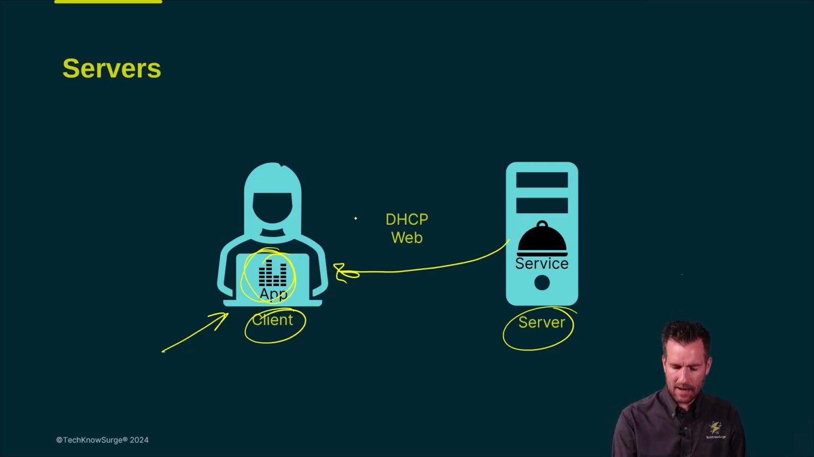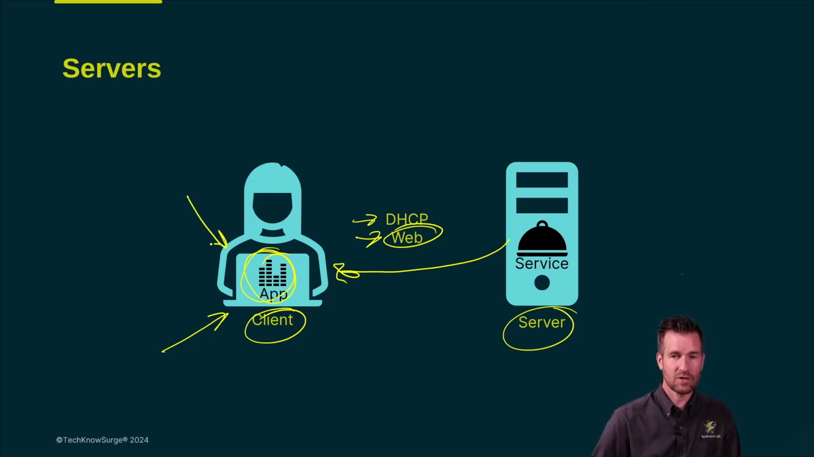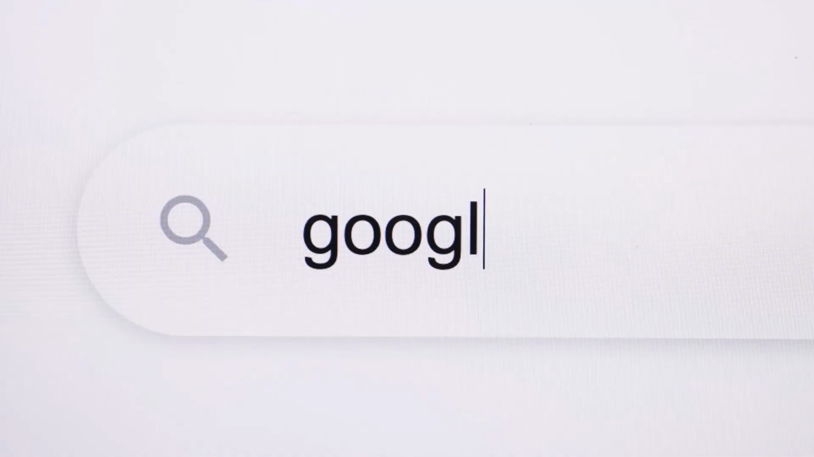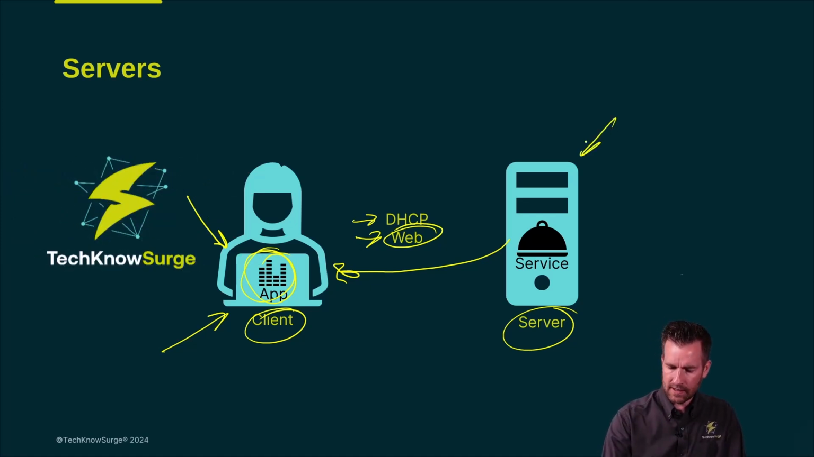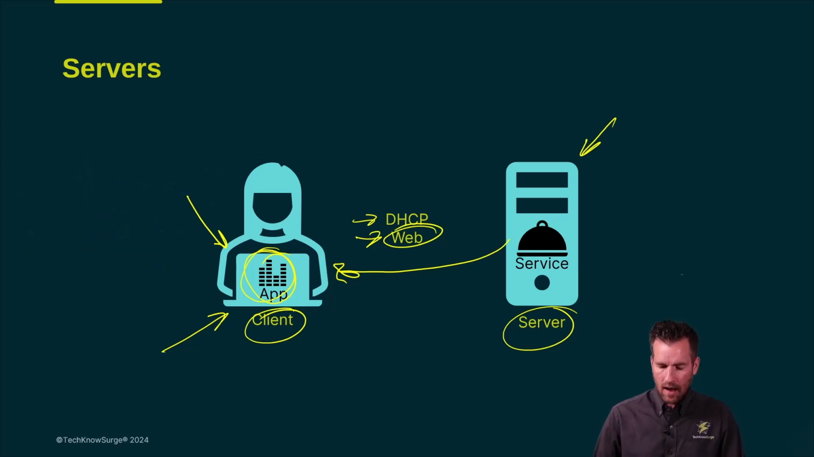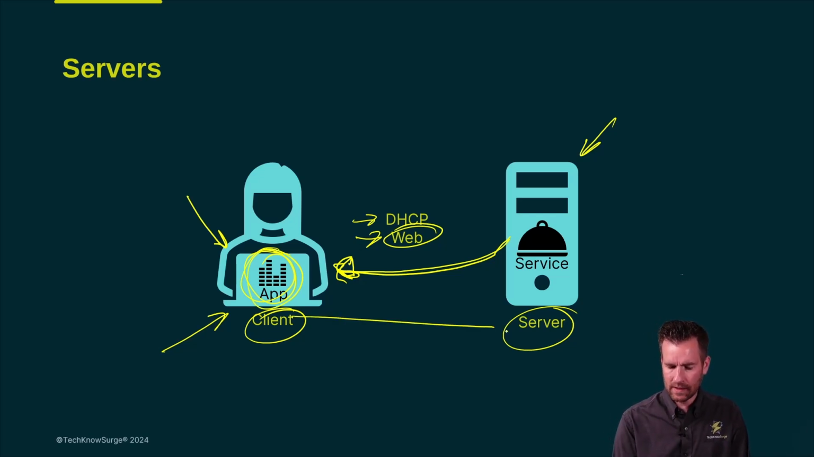An example might be DHCP or web services. So let's look at web services. The app on a client machine would be a browser like Google Chrome, Firefox, or Edge. And the app over here on this side might be Apache or it could be IIS. Whatever it is, this server runs it so that it can deliver web pages to that app. And so that's the client-server relationship.